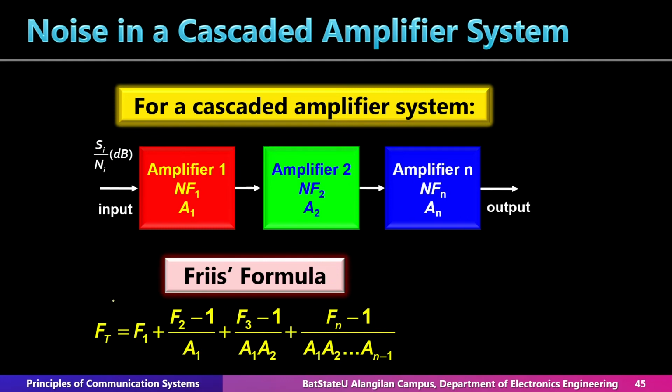Okay? So, the total noise factor is due to the noise factor of the first stage. Ito, noise figure, naka-dB yan. Ito, F lang, so noise factor siya. So, this is the noise factor of the first stage, F1, plus F2 minus 1 over A1, noise factor nung pangalawang stage minus 1 over A1. And then F3 minus 1 over A1 A2. So, you can predict that there is a pattern. Kung merong pang-apat, F4 minus 1 over A1 A2 A3.